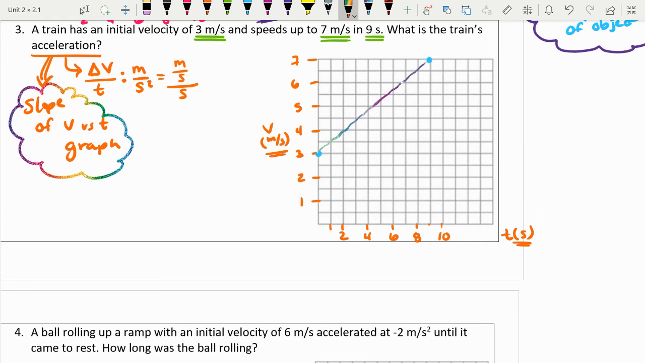All right, so we just need to find the slope. We got this. No big deal. Change in y, change in velocity, which in this case is 7 minus 3, which is 4 meters per second, divided by the time that it takes, which was 9 seconds. So you got 4 meters per second divided by 9 seconds, and I believe that that's going to give you something like 0.44 meters per second squared. There you go.